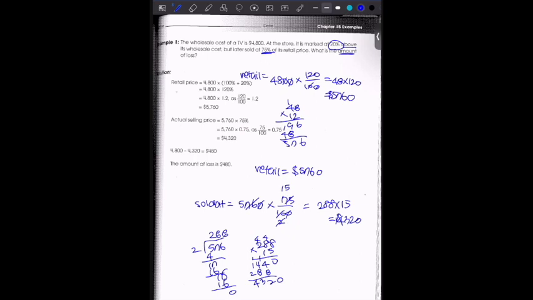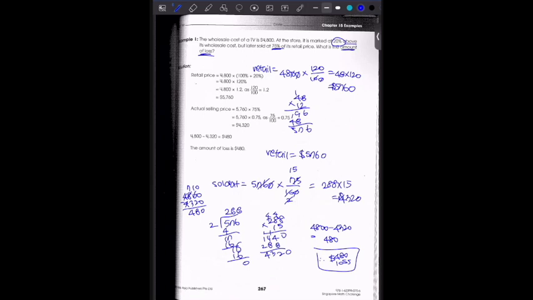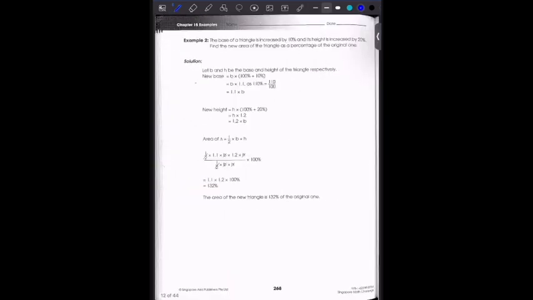Now, to calculate the amount of loss, we're going to compare it to the wholesale cost. So the difference between the wholesale cost and the actual price it was sold for is going to be $480 loss. And then we'll go over one more example.